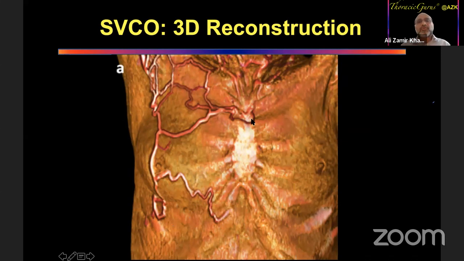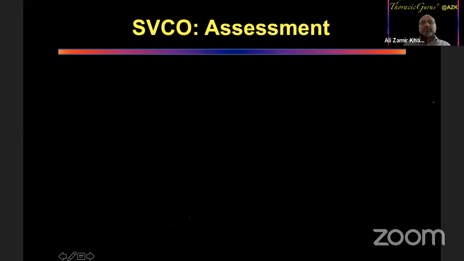The software is beautiful, and you get excellent pictures of the collateralization of the SVC. So this is a tool that you must use a lot more. I don't know if you have access to this or not, but a good radiologist will be able to give you an excellent image of exactly where the obstruction is.